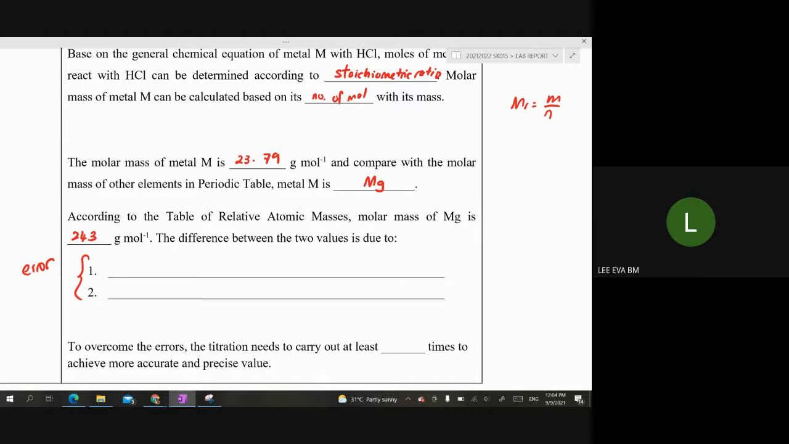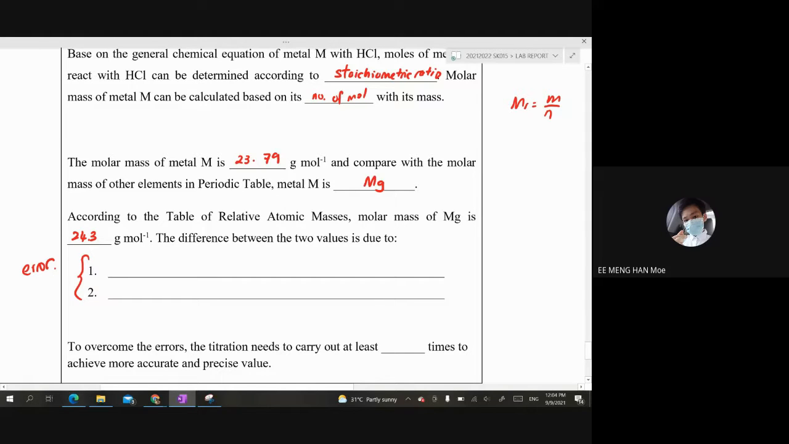Apa lagi? Maybe there are some air bubbles. Impurities. Sorry, AJ? Contain impurities. Contain impurities. Yes, maybe contain impurities. But you need to mention where. Is it the metal or the HCl or the NaOH? That can be one of the reasons. Ada lagi tak cadangan? Kat sini banyak, awak pilih dua saja.